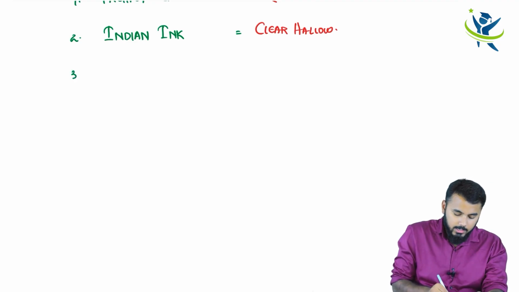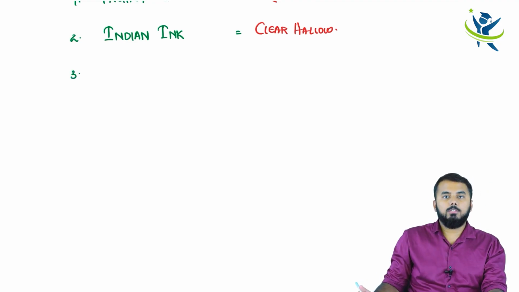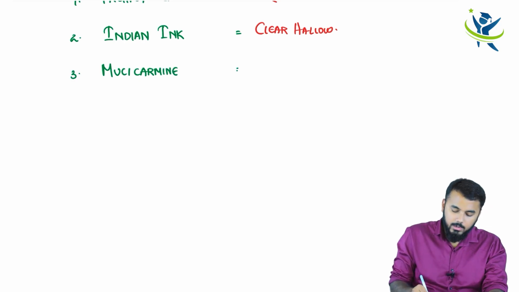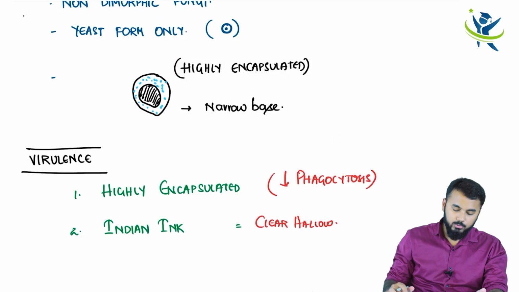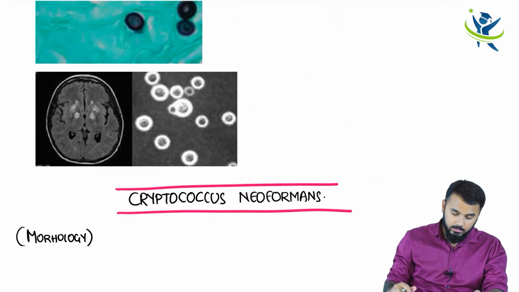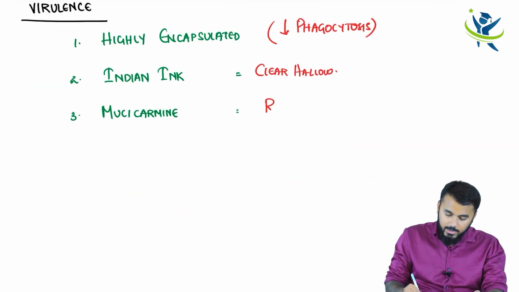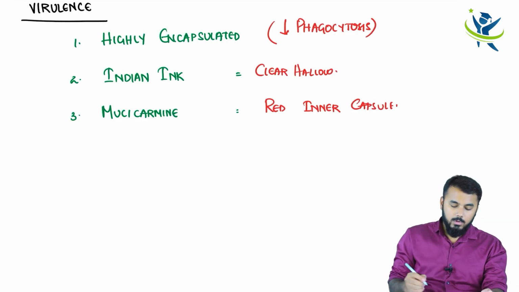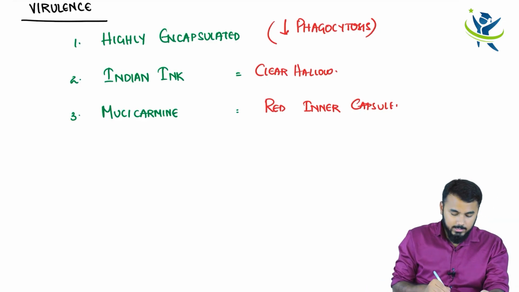Third important thing, I would use another stain that is called mucicarmine. Now when I use this stain mucicarmine, I would find red inner capsule. Okay, now let us see what are the diseases that are caused.